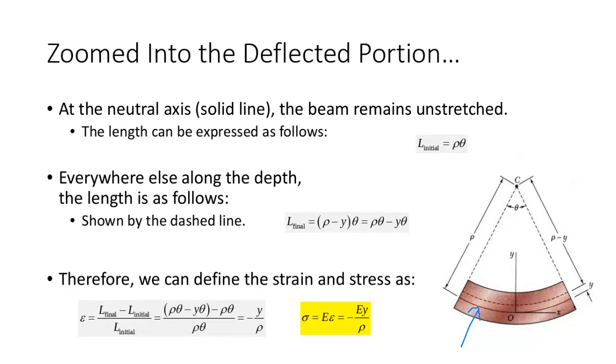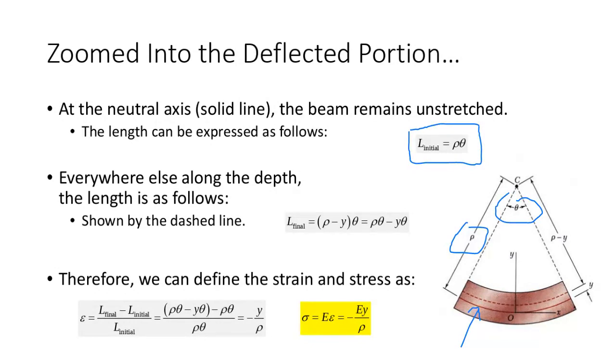So I propose that the length of this solid line is the length of the segment before it deformed. And it's probably been a while, but you should remember this formula from geometry. If you have a circular segment that subtends some angle theta, the length of that segment is just the angle times the radius. So the angle times the radius will tell you how long that segment is.